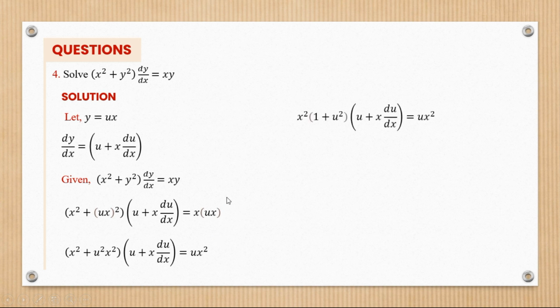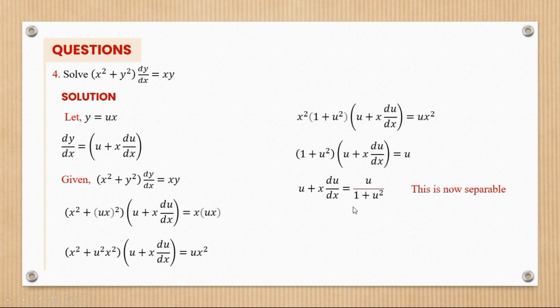Next, I can see from here that I can factorize out x squared, and this is what I'll have. I can see the x squared values cancel, and this is what I'll be left with. Alright, so the next step is I can divide this on both sides, and this is what I'll end up having. Next, I can see that now everything is separable.